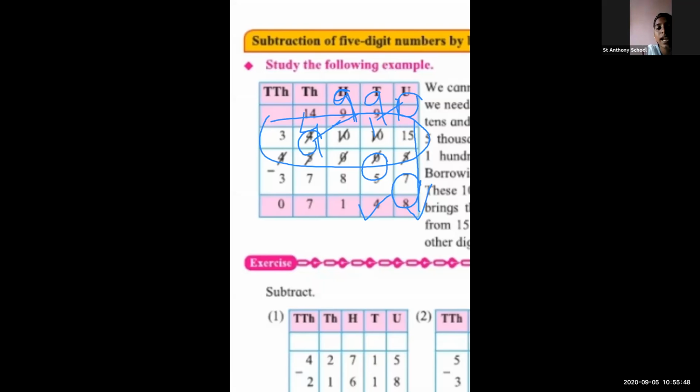The 9 minus 8. The 9 minus 8, your answer is 1. After that 14 minus 7. Your answer is 7. And 3 minus 3. Your answer is 0. So what is your correct answer? 7,148. 7,148 is your correct answer. Okay, this is the solved sum.